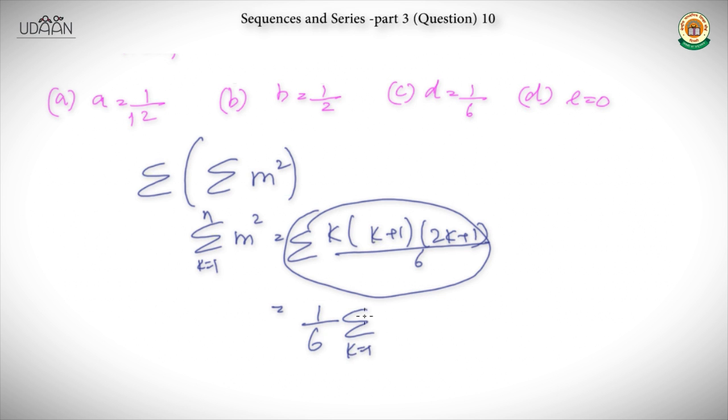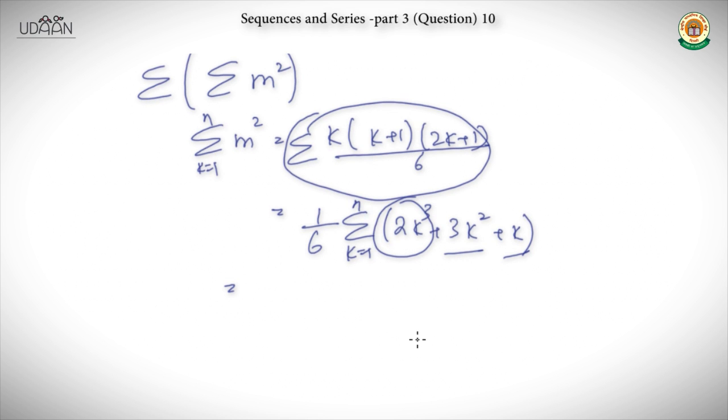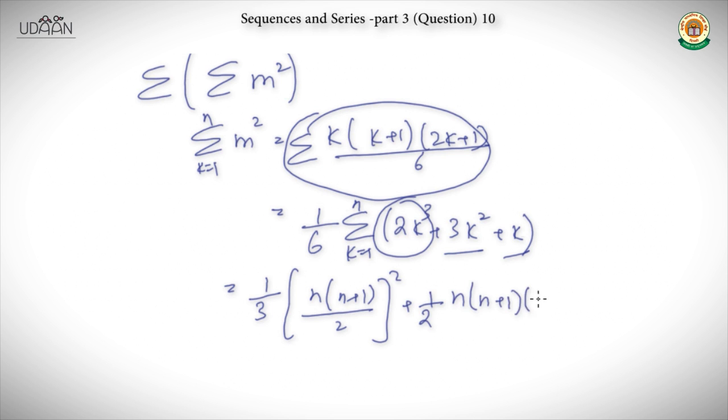So this will be k equal to 1 to n of 2k cube plus 3k square plus k. On solving we get this. Basically we could just break it now, and for the summation for each of these, we know the formulas. So on solving we simply get 1 by 3 into n into n plus 1 by 2 whole square, that is the formula for summation of n cube, plus half into n into n plus 1 into 2n plus 1 by 6, plus 1 by 6 into n into n plus 1 by 2, that is sigma n.